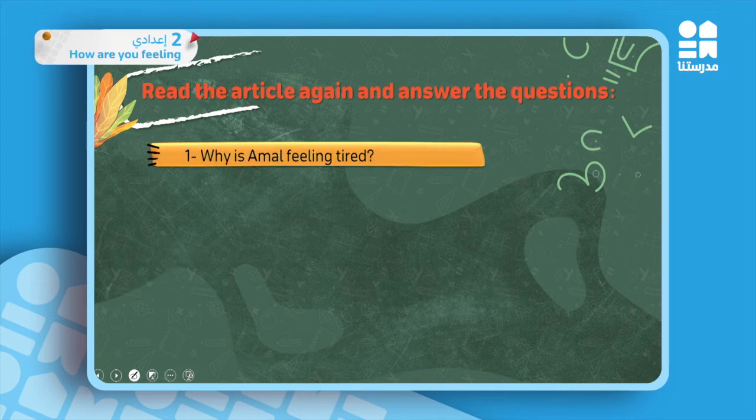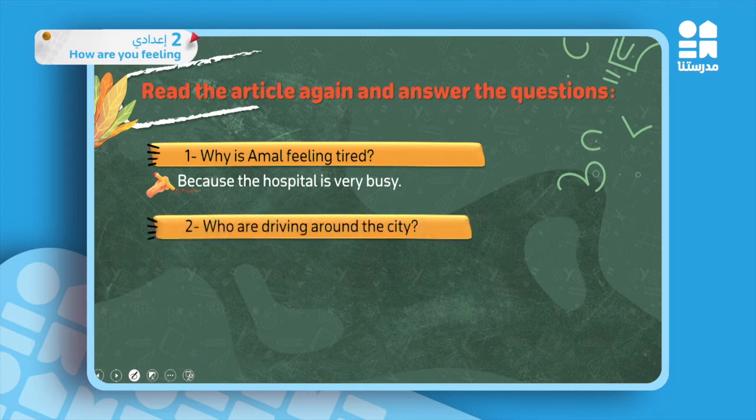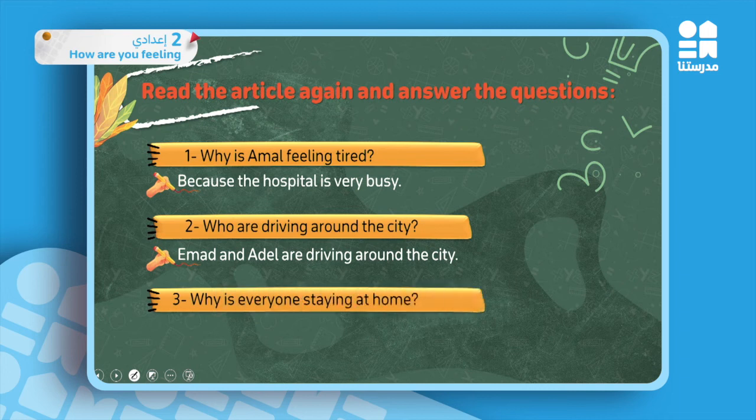Okay, now let's remember what we have read in the passage about Amal, Ahmad and Kamal and so forth. Why is Amal feeling tired? Can you guess? Can you remember? Why is she tired? Yes, of course, because the hospital is very busy, because she has to work a lot. And for the second question, who are driving around the city? Can you remember who was keeping the people safe? Excellent, the police officers, who are Ahmad and Adil, are driving around the city, of course, to keep people safe. And why is everyone staying at home? Can you remember? Or you can have a look at the passage in front of you and answer. Perfect, because it's very cold outside.